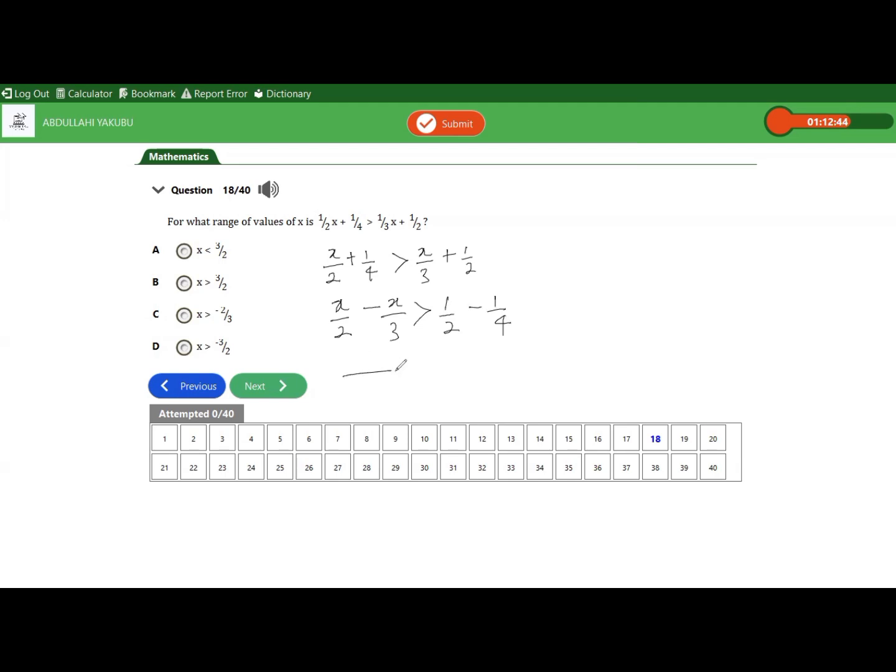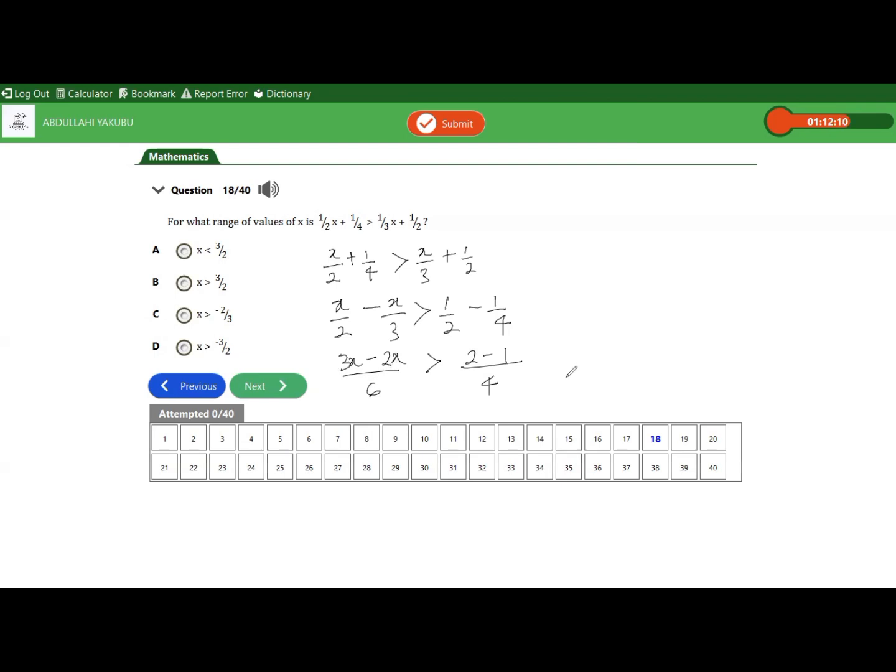So here, the LCM is 6. 2 in 6 goes 3 times. 3 multiplied by x, I have 3x. Minus 3 in 6, 2. 2 multiplied by x, I have 2x. I have 2x greater than. So here also 4 is the LCM. 2 in 4 goes 2 times. 2 times 1 gives us 2. Minus 4 in 4 goes 1 time. 1 times 1 gives us 1.